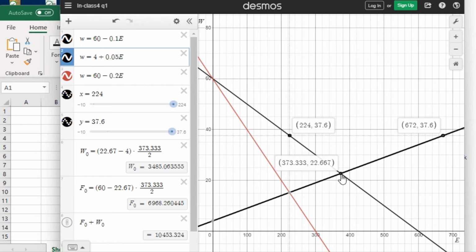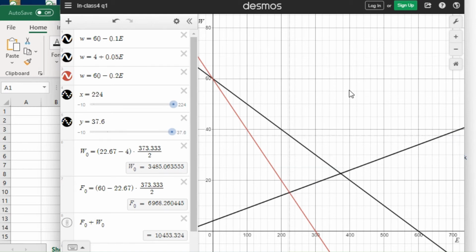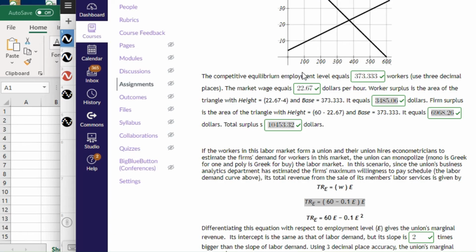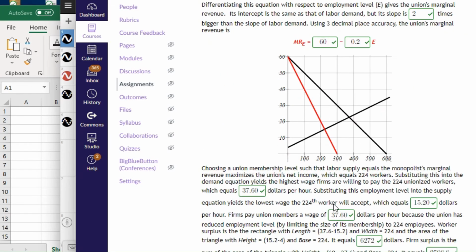Okay. So what the unions have to do in partnership with the state is basically erase this part of the labor supply curve. They want to erase the labor supply curve from this point onward, right? And they do that with laws. Okay. All right, so we have the maximum wage that firms are willing to pay, $37.60, right? They're willing to pay up to $37.60 per hour.